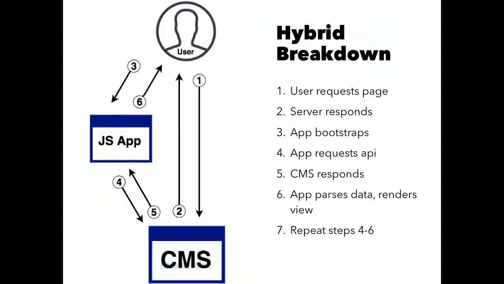So the general breakdown of this, step by step: the user will request a page, the server will respond with some markup, and the important part here is that the HTTP response with that markup is the container for this application. So step 3 is bootstrapping the app, and then the app requesting from an API, and then getting from that. These steps 3 through 6 are all dependent on 2 occurring.